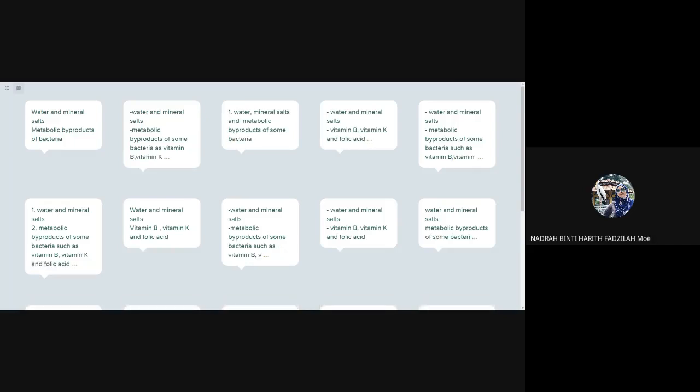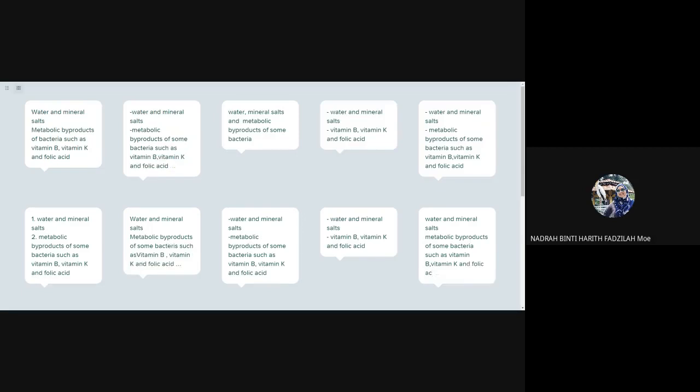For example, metabolic byproducts tu macam vitamin B, vitamin K and also folic acid. These bacteria are the natural flora inside our colon. Apa yang selalu iklan kata bacteria baik, okay. So bacteria baik tu hidup dalam kita punya large intestine, producing a few metabolic byproducts lah that help us to maintain our health kan.